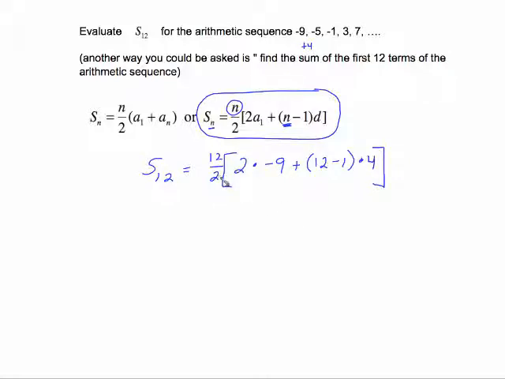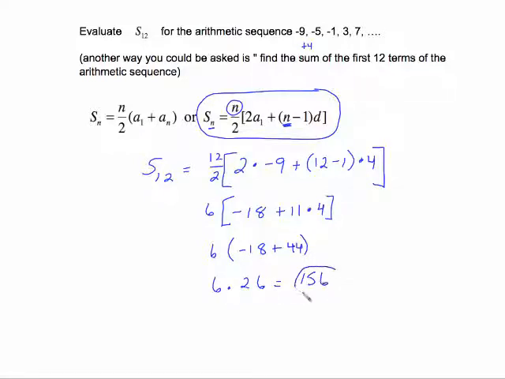And then you can use your calculator right now, or you could clean it up a little bit. So this is 6 times 2 times negative 9, which is negative 18, plus 12 minus 1, which is 11, times 4. Now, that would be about when I would use the calculator. I'm just afraid of you guys doing too many steps at once and just making a calculator mistake. So this is 6 times negative 18 plus 44, which is 6 times 26, which is 156. So do whatever you're comfortable with, calculator-wise, or writing out multiple steps.